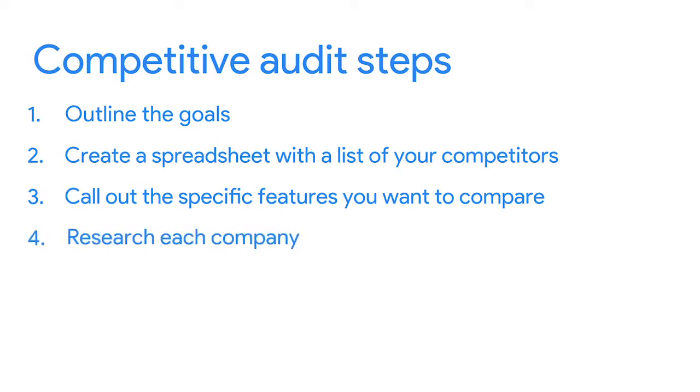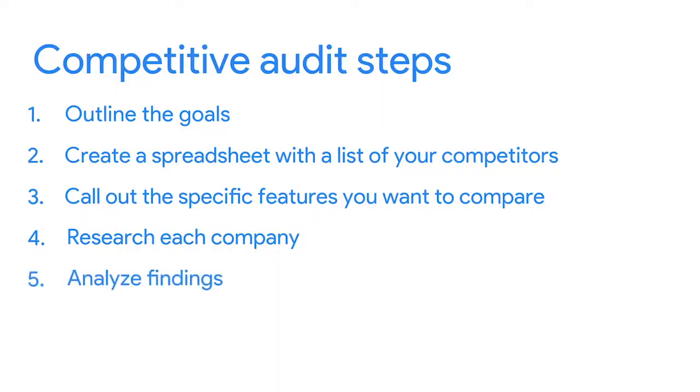Fourth, research each company. You'll need to evaluate each competitor's website and take a note of your observations, focusing on the features you listed in step 3. Remember to include details like what works well, what could be improved, whether your competitor's features meet the needs of your specific audience. Fifth, analyze your findings. Try to spot trends and themes. Ask yourself, what are the similarities between you and your competitors? Is there a certain feature that your competitors all approach in the same way?